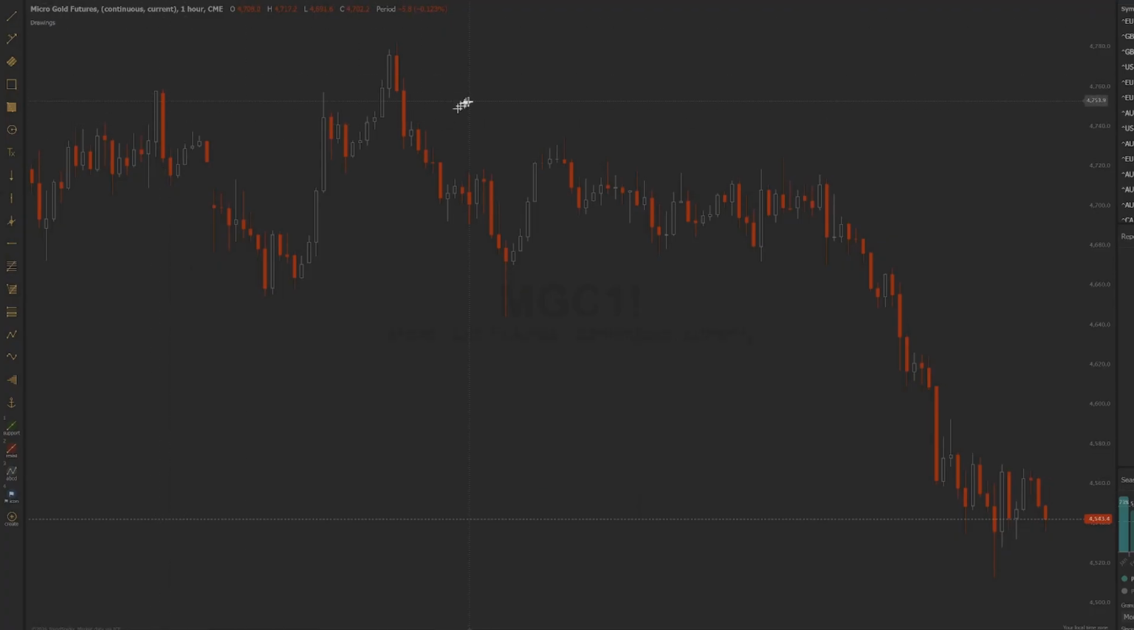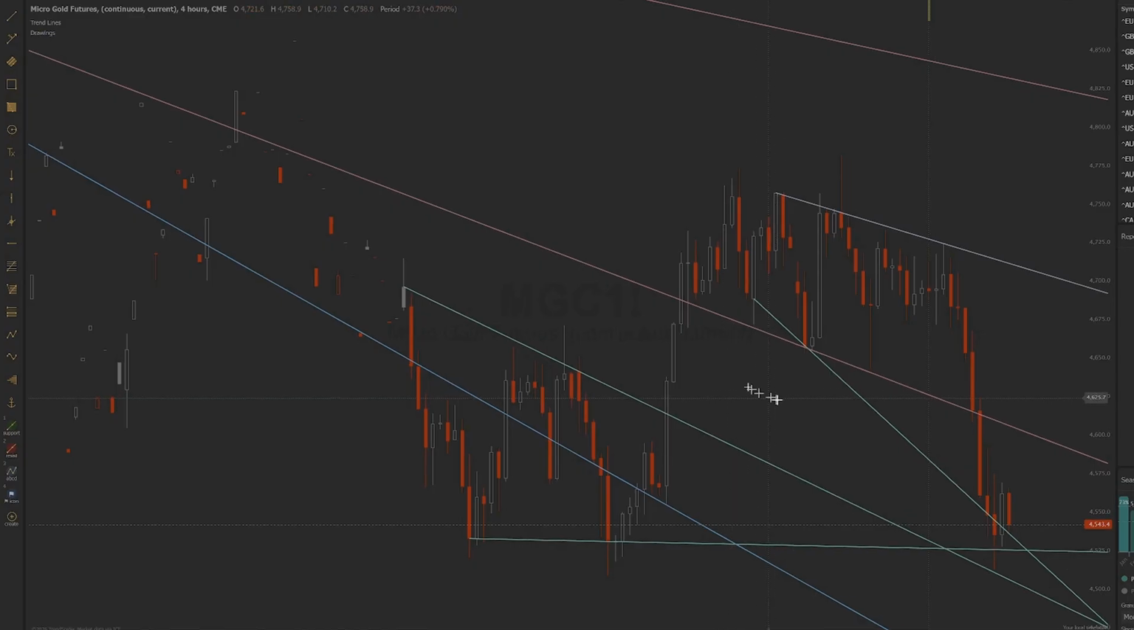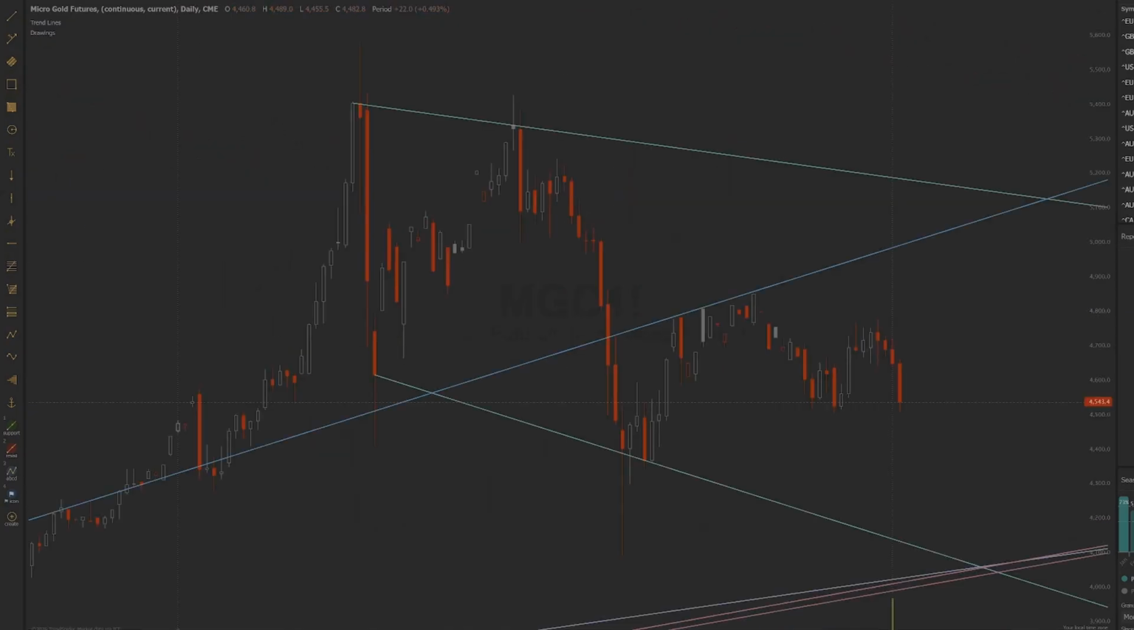TrendSpider's Trends tab is the first place I go. The Trends tab automatically detects every statistically significant trend line on the chart. No manual drawing. On MGC right now, TrendSpider has identified the descending channel that gold has been trading in since the January high. The upper trend line has acted as resistance on every bounce. The lower trend line is where we are sitting right now.